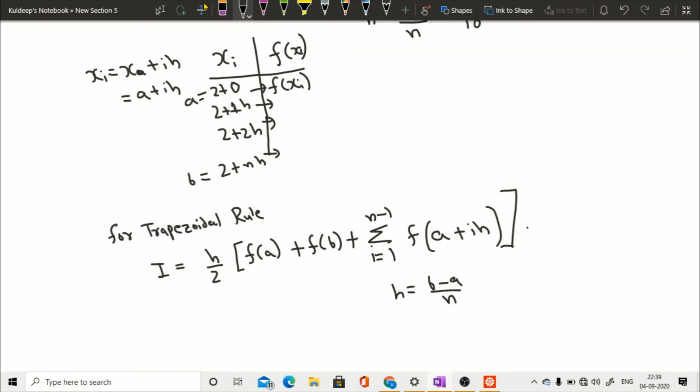This is the rule for the trapezoidal method, and now I will show you how it is to be implemented in Mathematica, so you understand the rule. The answer you can write as h by 2 times f of a plus f of b plus the summation of i from 1 to n minus 1 of f of a plus ih, where h is equal to b minus a by n.